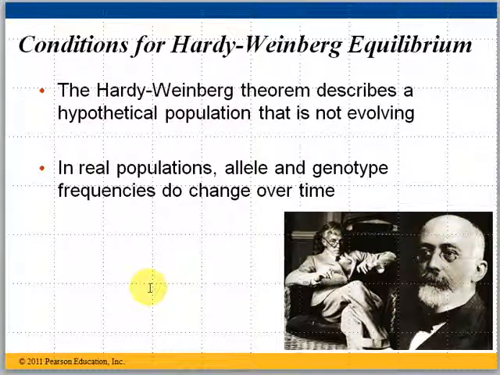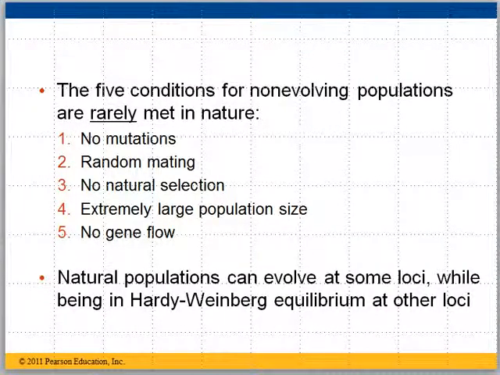So let's look at these 5 conditions that have to be met before you can say that a population is not evolving, that it is in Hardy-Weinberg equilibrium. And again, these are rarely met in nature. Number 1, no mutations. You can have no mutations occurring whatsoever, because that would instantly cause variation and changes in allele frequency. Number 2, random mating. No one individual can have any preference for some other individual mate. It has to be completely random. The combination of egg and sperm that come together has to be just a roll of the dice.